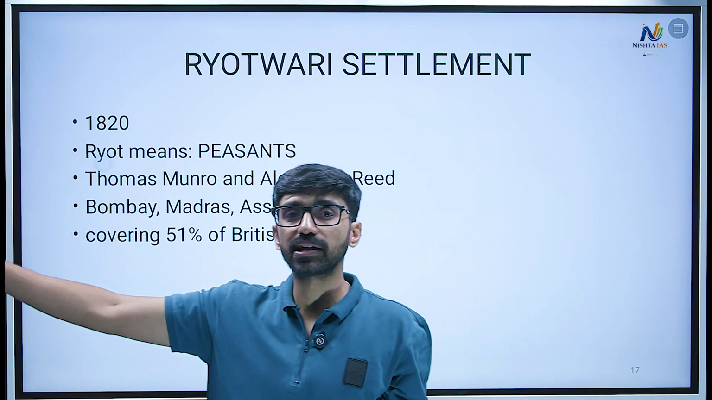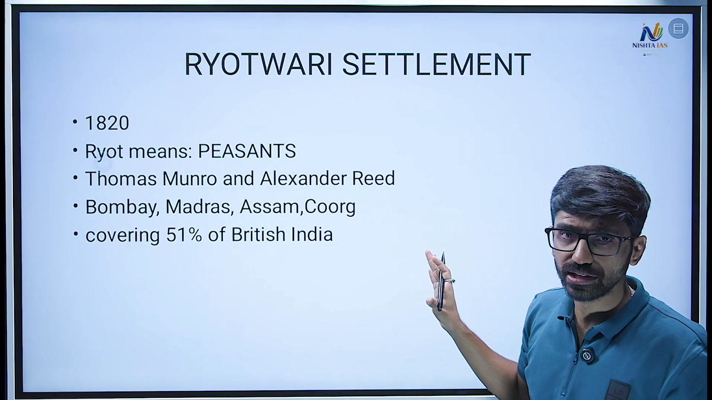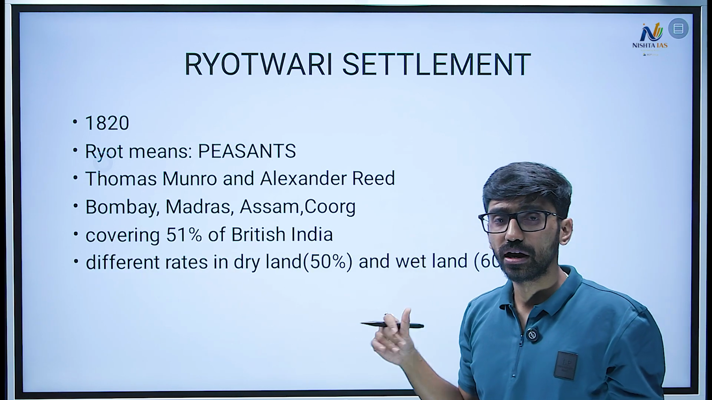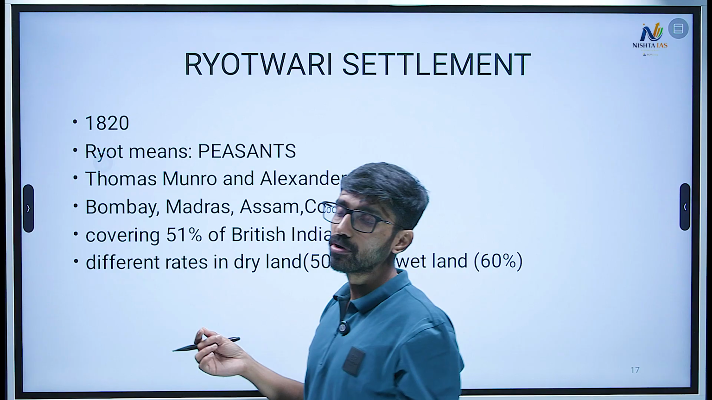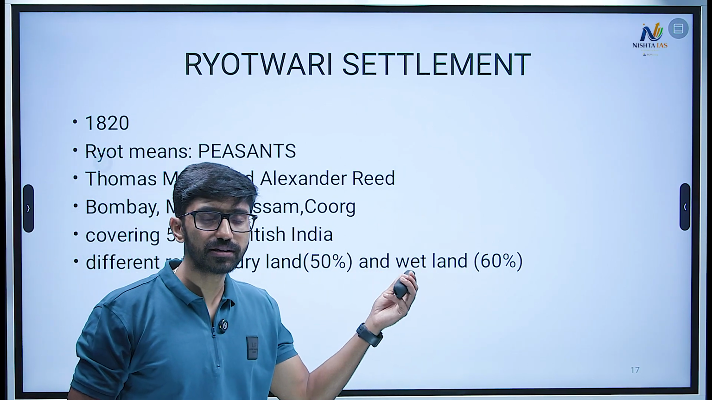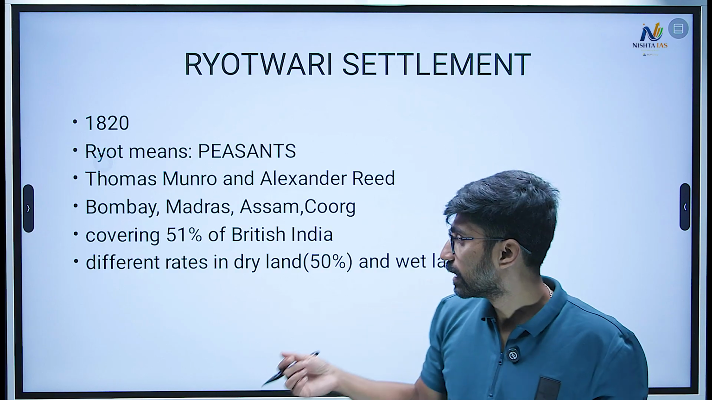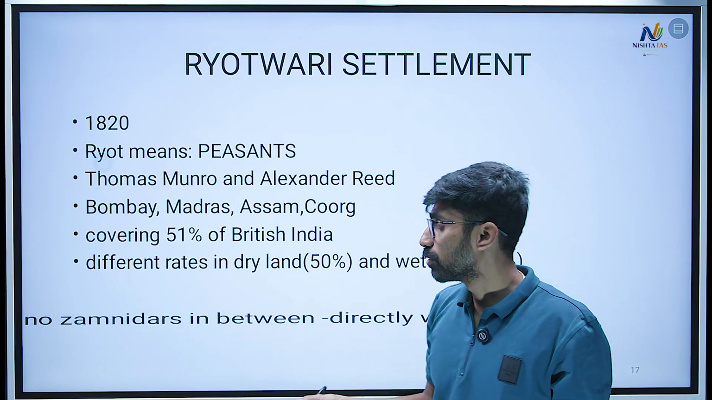It amounted to 51% of British India. 19% of British India was the zamindari system, 51% was the Ryotwari system. So it is the largest settlement in terms of which revenue settlement was the largest. And now, of course, the rates differed. In irrigated area, that is wetlands, it would be 60%. In non-irrigated area, or dry lands, that would be 50%. It is too high to pay.